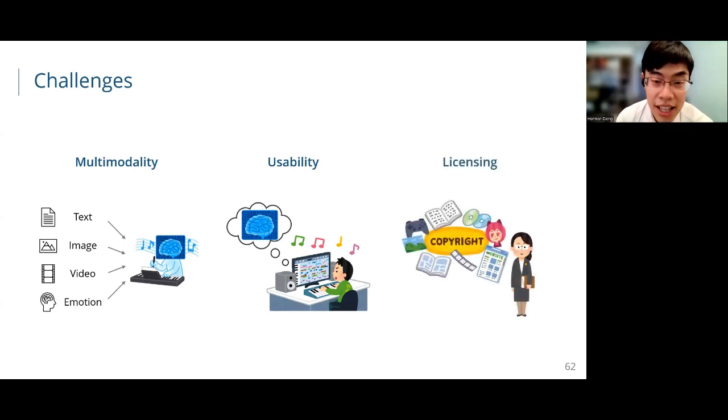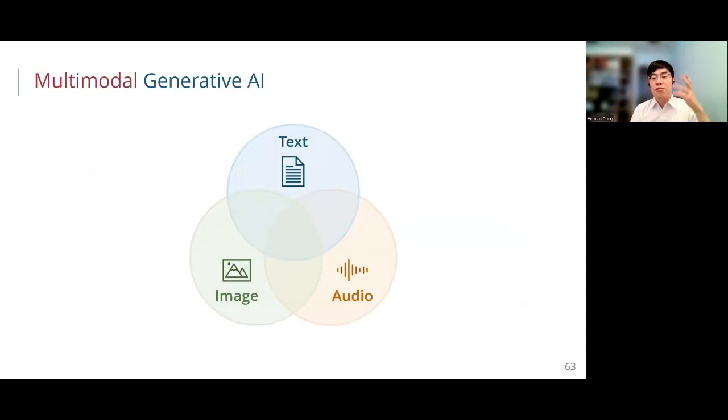And the final challenge is on the licensing. So this has been an ongoing discussion, and I don't think there's a solution yet. And people are still trying to see what's the best way to actually license copyright materials for training a large generative AI system. Cool, so that's a bit to give you an idea what I mean for each challenge.